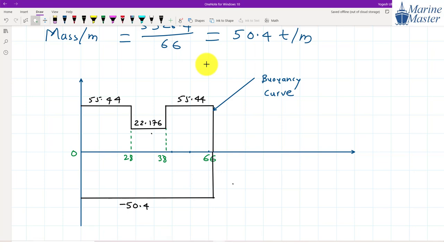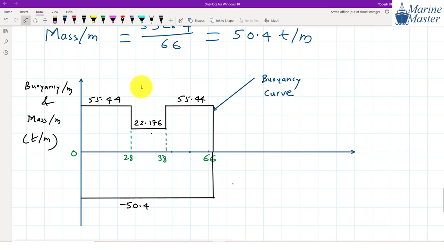Check it if you have any doubt. So on this, this is our distance, and here buoyancy per meter, and here mass per meter, and both will be in ton per meter, guys. So that is our graph. You can take a proper scale and draw it on the graph. Here I am not going to suggest a scale. As per your convenience, you can take a scale and draw it on the graph, guys.